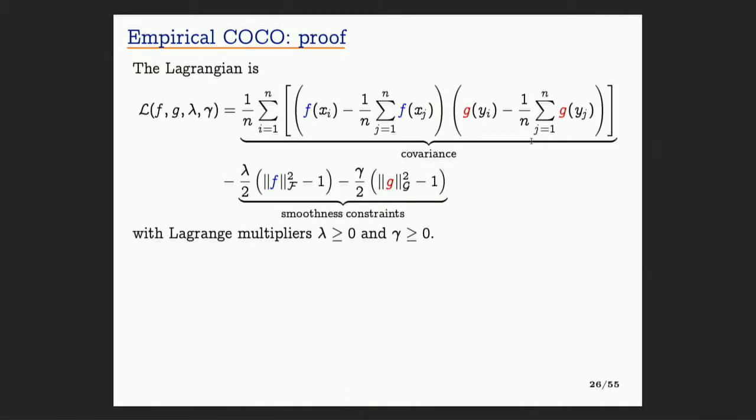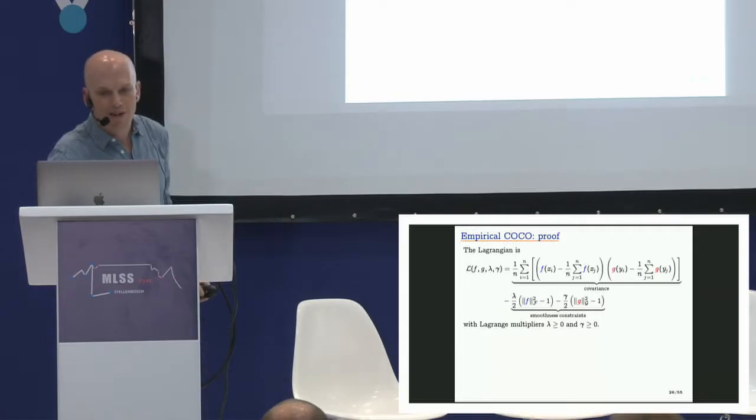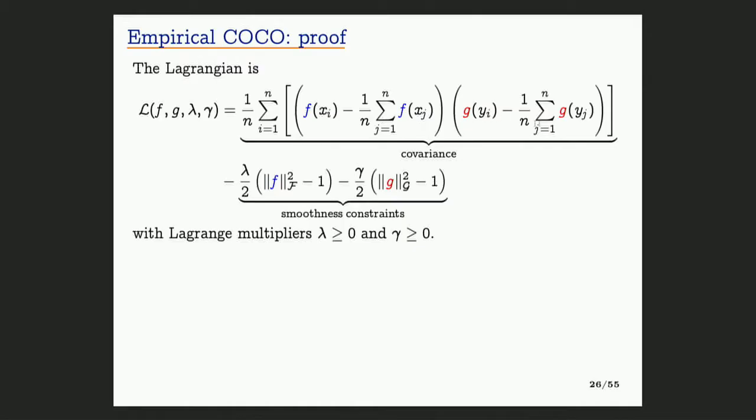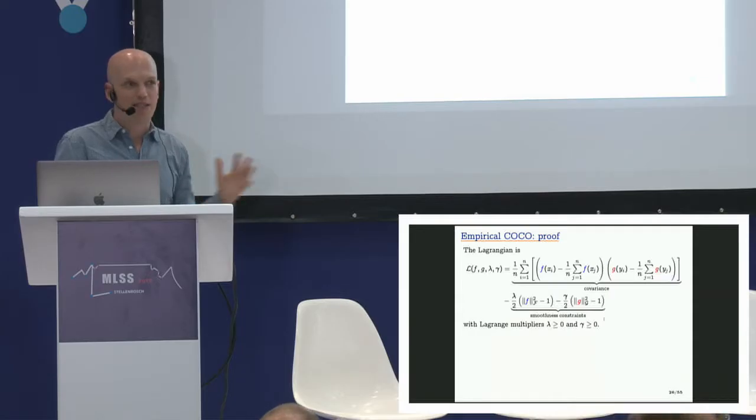This is my Lagrangian for my constraint covariance. So what you can see on the top line here, this is the covariance between f of x minus its mean and g of y minus its mean, or the expectation of that product, which is the covariance. And then I've got my constraints here, second line, smoothness constraints. So this is saying that my norm of f should be less than or equal to 1, and my norm of g should be less than or equal to 1. Because remember, I'm maximizing the covariance between f and g subject to some constraints, so they should be smooth.